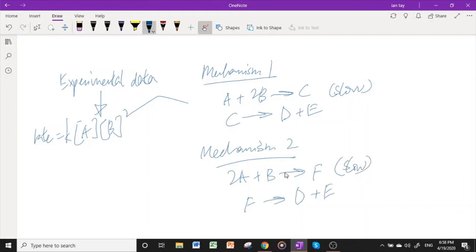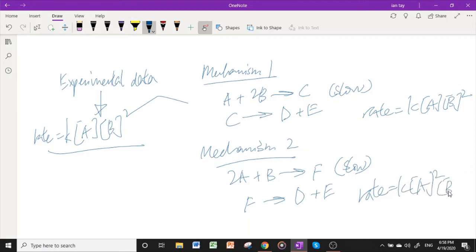So what do we observe? We actually observe that mechanism 1 is more likely to be the correct mechanism. Why? Because the rate equation that we deduce from mechanism 1 will be rate equals K times A times B squared, which is equivalent to the observed rate equation from the experimental result. Whereas the rate equation that we expect from mechanism 2 will be rate equals K times A squared times B, which would not be what we would expect from the experimental data.